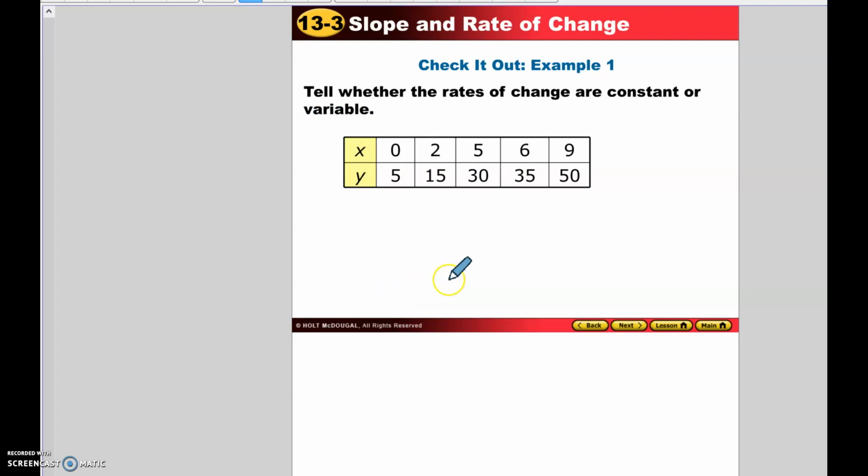All right, one more time. You guys try this one and see if it's constant or variable. Pause the video and see if you can do it. Okay, so here's my rate of change for x. I was adding 2, then I added 3, then I added 1, then I added 3. Down here I added 10, then I added 15, then I added 5, then I added 15.